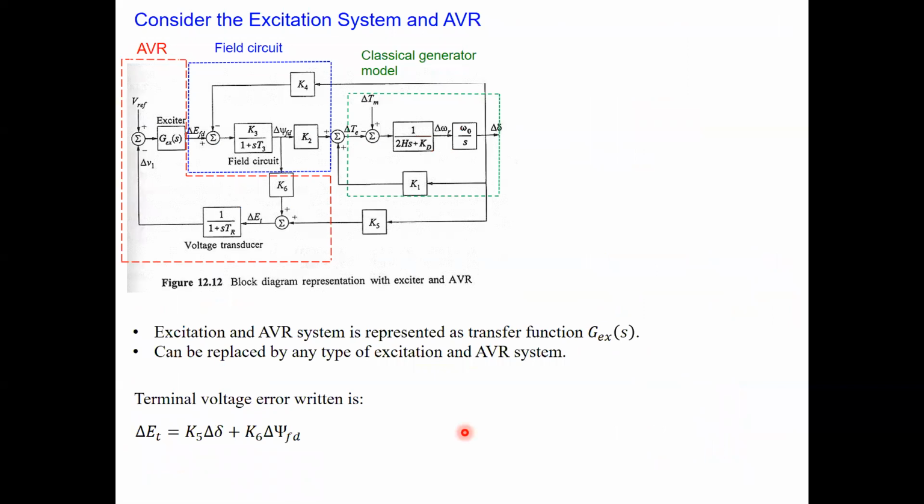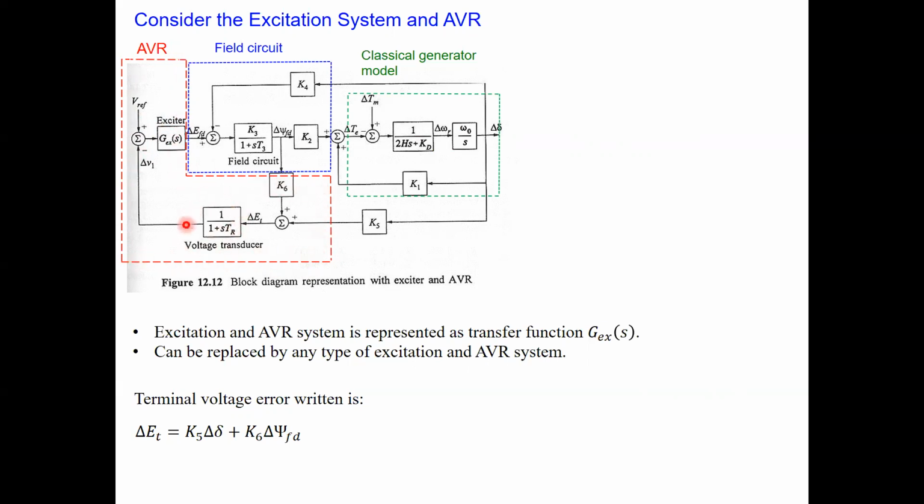Up to this point is clear, I think. Okay, then we take the case where you now include the excitation system. So what do we have here? Excitation system and AVR. This is the excitation system representation by a transfer function, and then the AVR part here. So this is the complete AVR and excitation system part.